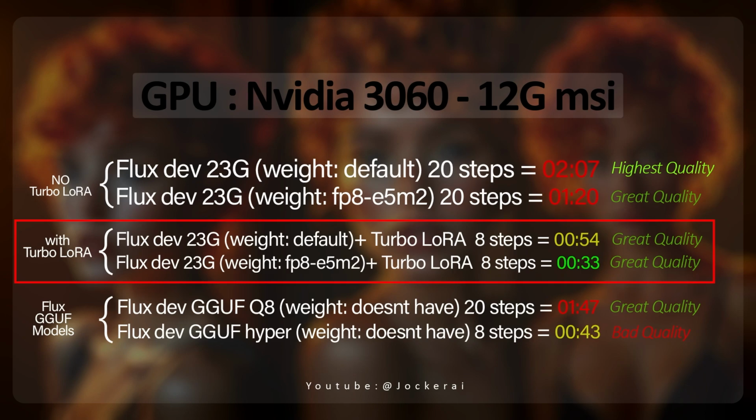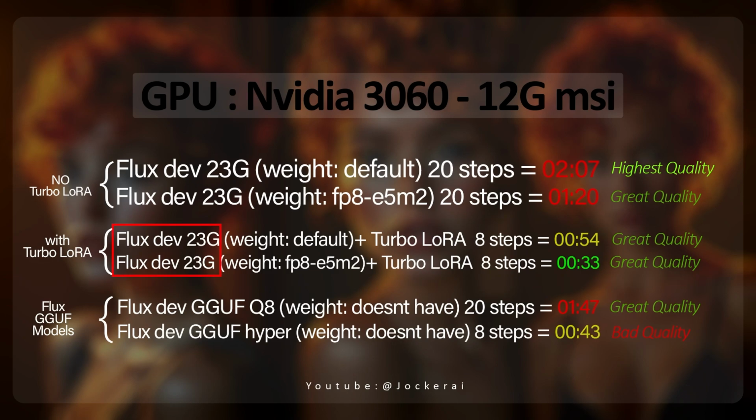In the second category, we also have two options, still using the main Flux 23 GB model but with 8-step Turbo Lora. In the first option, we set the weight type to default and it took 54 seconds to generate the image, which is half the time compared to the 2 minutes and 7 seconds it took in the first category. So our speed nearly doubled and the time was optimized.